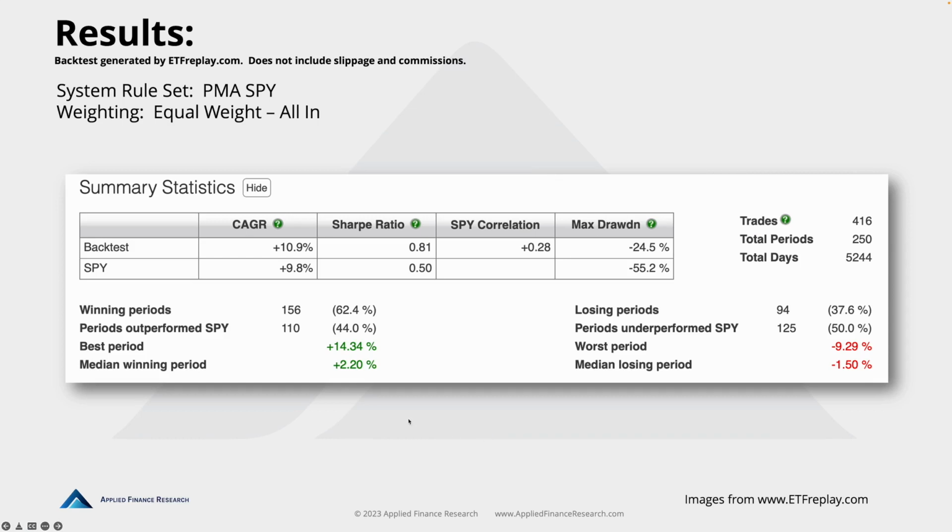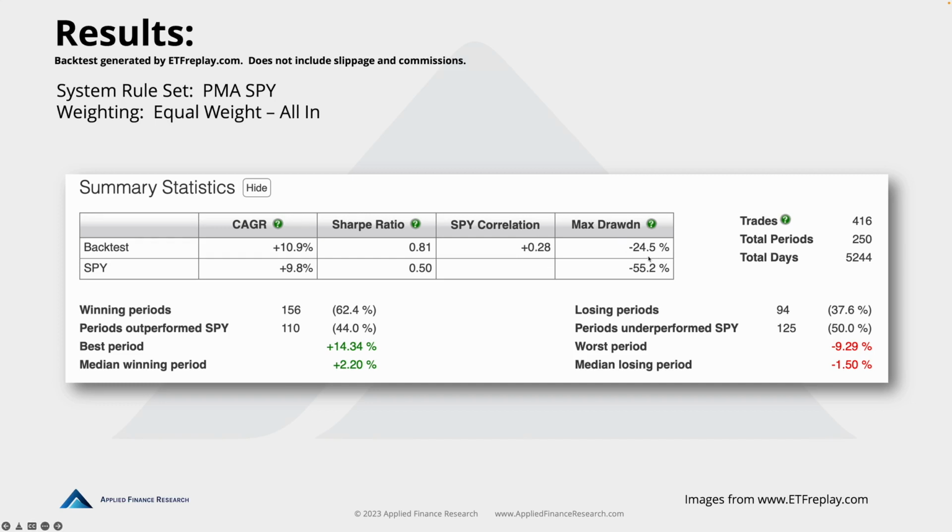Here we see some summary statistics. The compounded annual growth rate for our system was 10.9% versus 9.8% for the S&P. Interestingly enough, the system only has a correlation of 0.28 with the S&P 500, which, if you're looking for diversification away from stocks, is a pretty good number for measuring that particular dimension of the system, and not surprising since the S&P is only 1/4 of the portfolio.